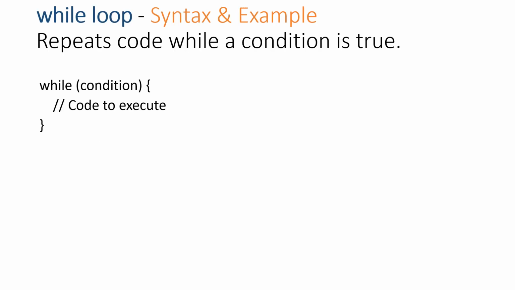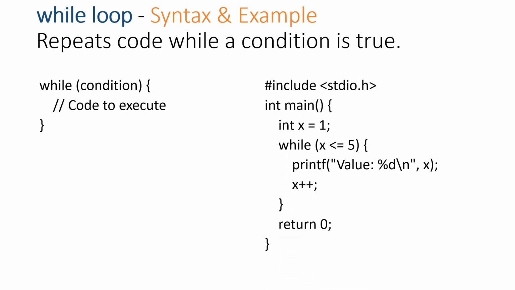And coming to the while loop, what is a while loop? It repeats the code when the condition is true. Here you can see the syntax of the while loop. If the condition is true, it will go for the code execution. And here you can see the example program for a while loop.